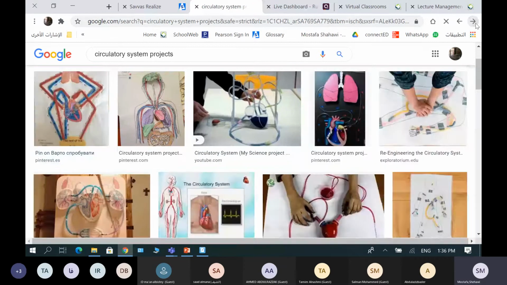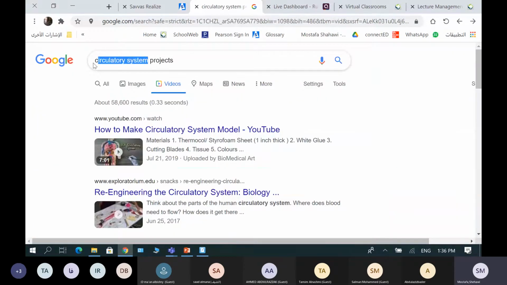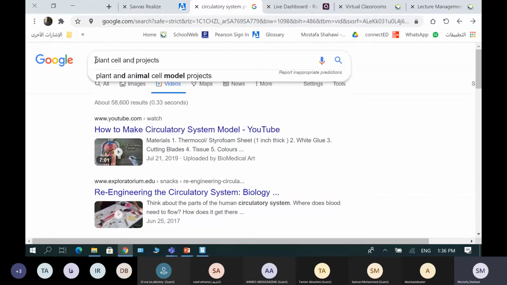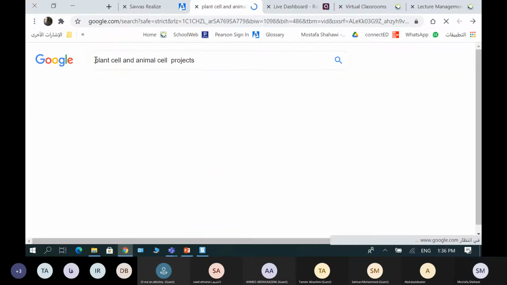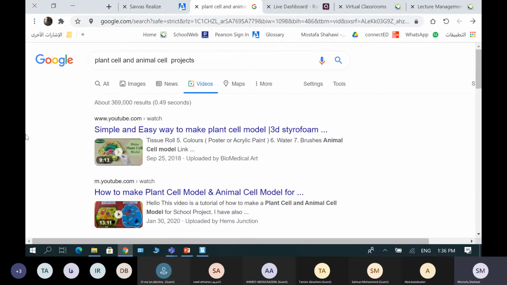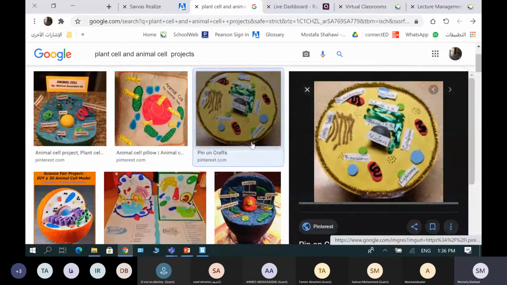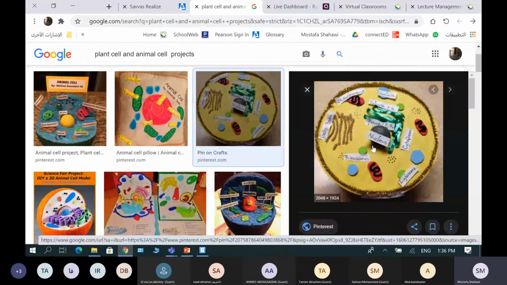After all this, you can choose plant cell, animal cell projects, and you can choose some images or some videos. You do your search, okay? That's one project. Do you see something like this? That's great. Do you see it, guys?